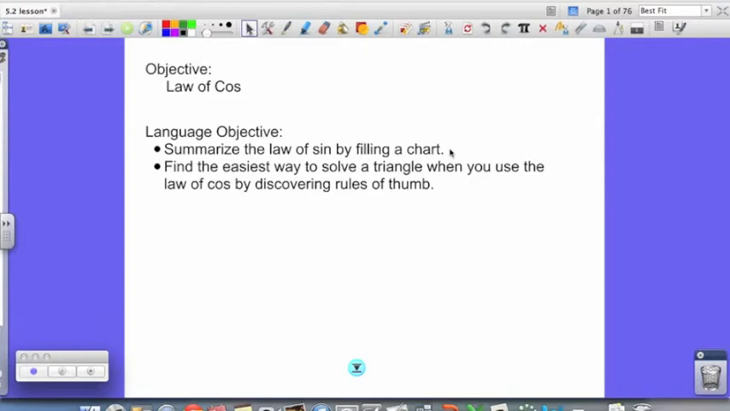Basically, when you look at our language objective, we're going to summarize the law of sines by filling in a chart. And you'll see, as it goes, which is interesting here when we are doing the video portion, you can stop. Actually, I'd like you to at various points pause, stop the video, work the problem, do it yourself, and then come back and watch how I do it.